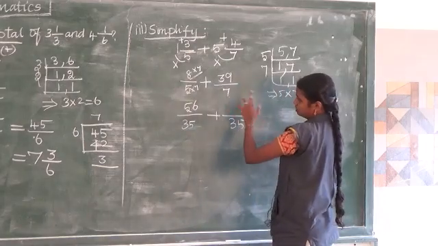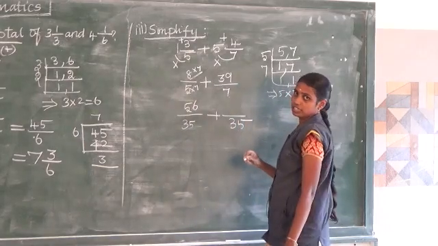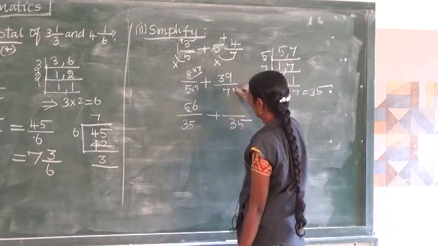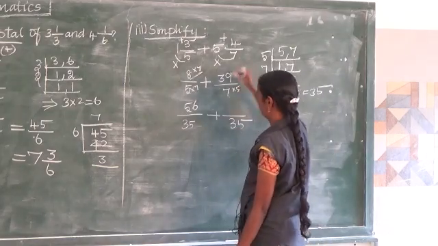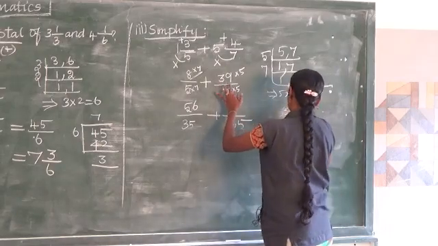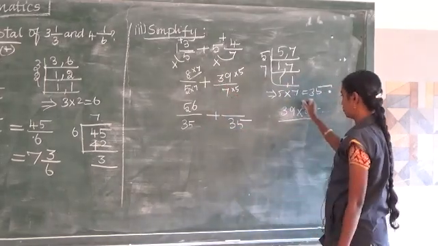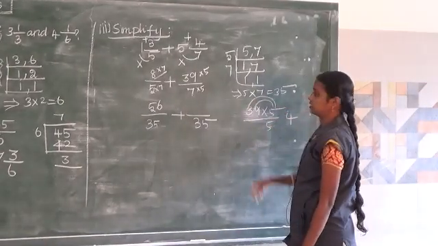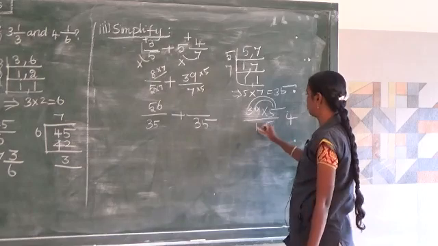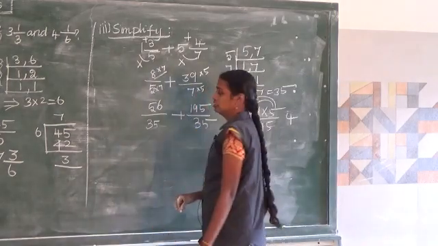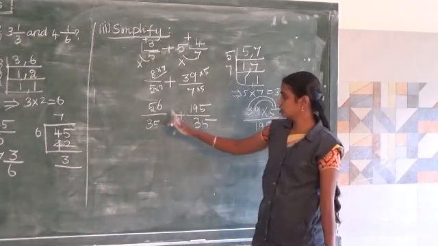Next, here 7 is there. 7 table you have to say how many times 35 will come. 5 times. Here multiply. 39 into 5s are 9 5s are 45. 4 is remainder. 5 3s are 15. 15 plus 4, 19. So 195.